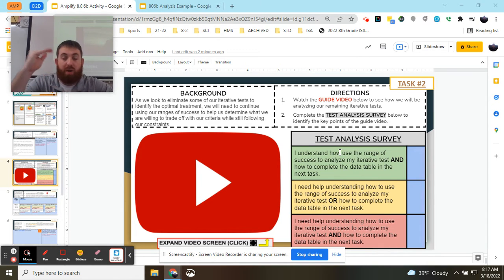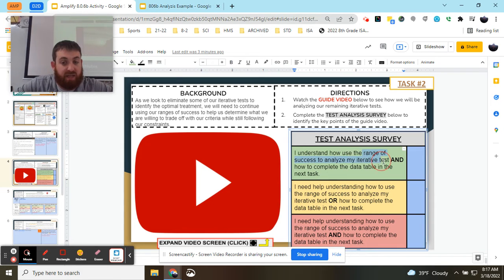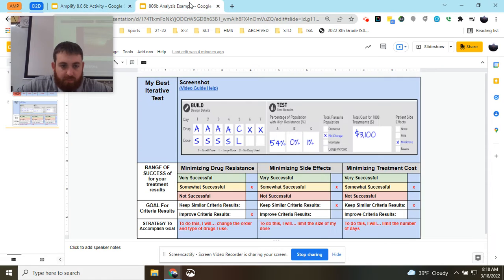We've also been looking at our range of success to help us understand, okay, what should I be targeting with each of my three criteria to know if I'm successful or not? Now that we have all of that in place, we're going to take whatever test we have left. We're going to evaluate it and decide, okay, how can I improve upon that? What can I do in my treatments to make it even better? So we're going to be looking at how to use our range of success to analyze our tests and how to complete the data table on the next task. So let's go ahead and take a look at how we're going to do this.